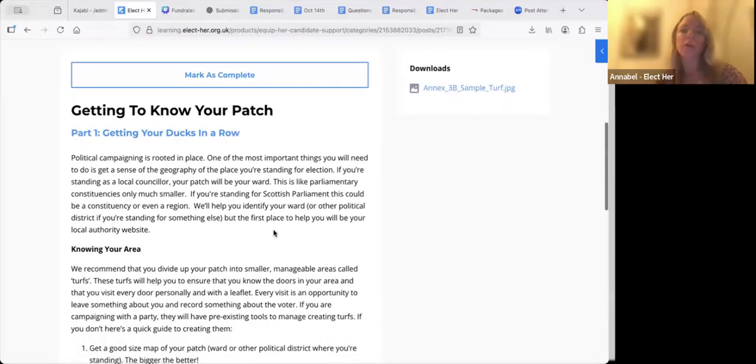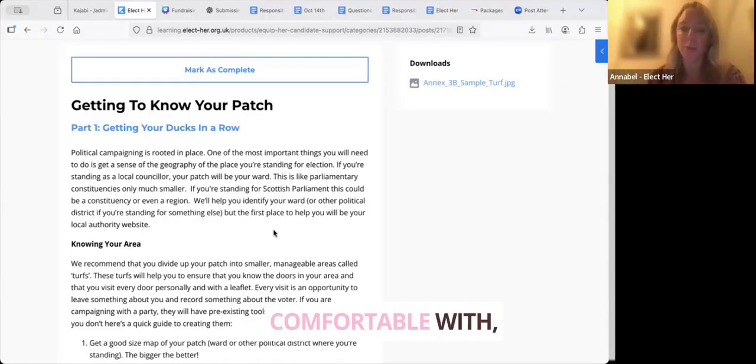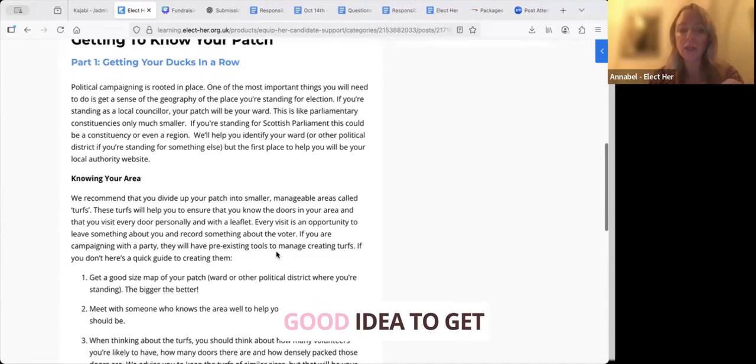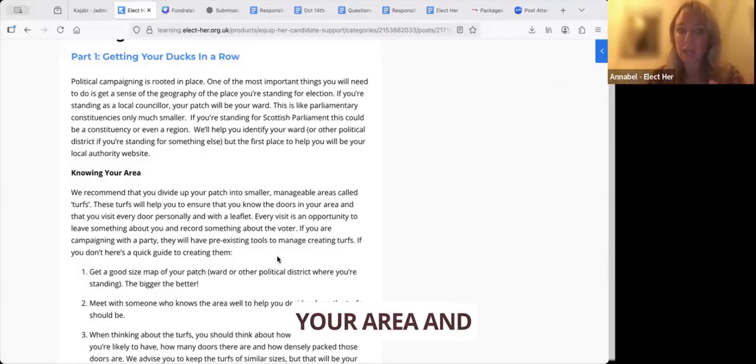So all different parties allocate different areas. You can cut your turf, which is a Lib Dem phrase, or you can take your ward and split it up into areas, whatever the terminology you're comfortable with. It is a really good idea to get this visual representation of your area, however you best do that, and then understand these different areas.